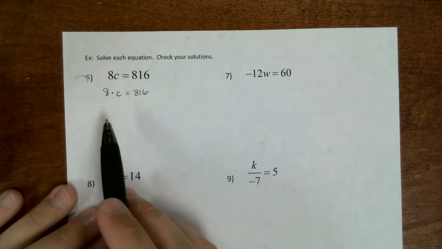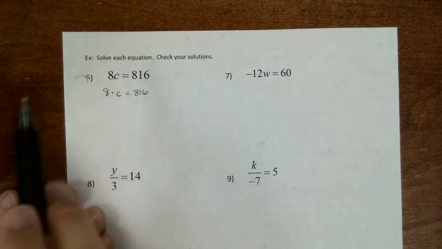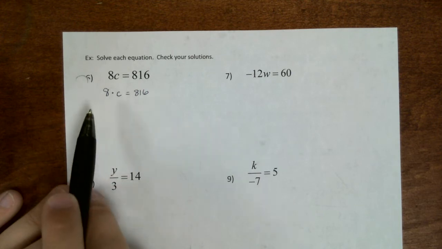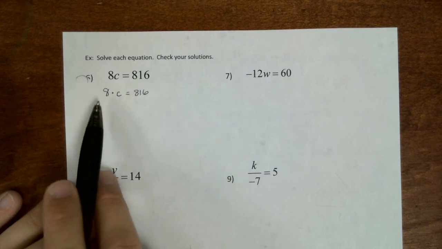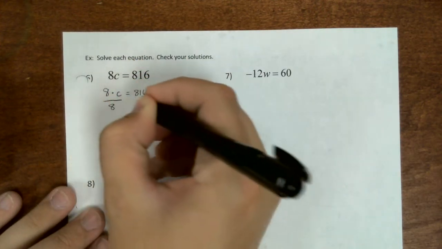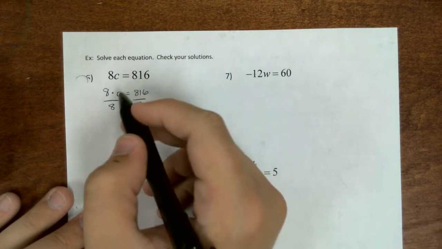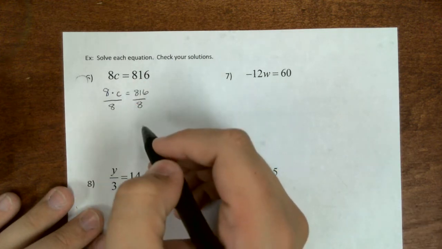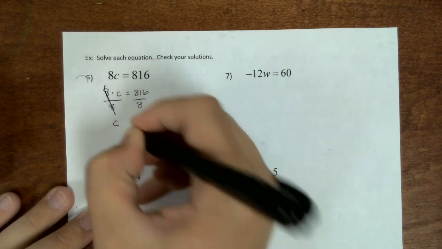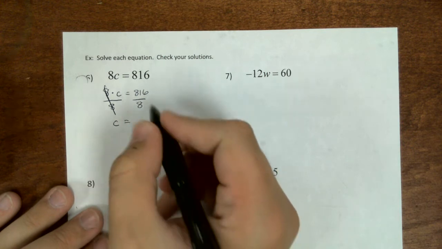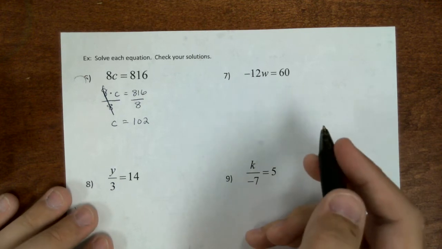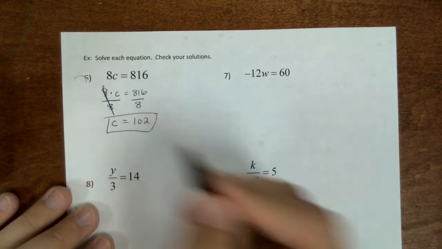So we can rewrite it so we know clearly what's going on here. This is not 8 plus c or anything like that. This is 8 times c. This is multiplication. To undo multiplication, we're going to divide. And anything we do to one side, we have to do to the other. So 8 divided by 8, anything divided by itself will give me 1, and so I'm left with just c. And then 816 divided by 8 will leave me with 102. So 102 will be our answer.